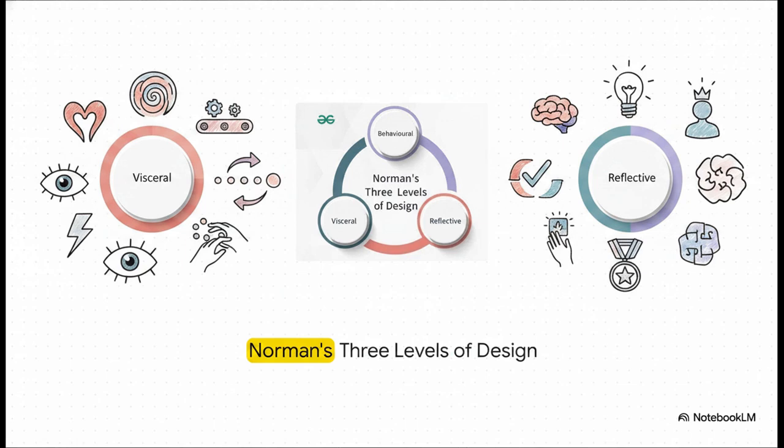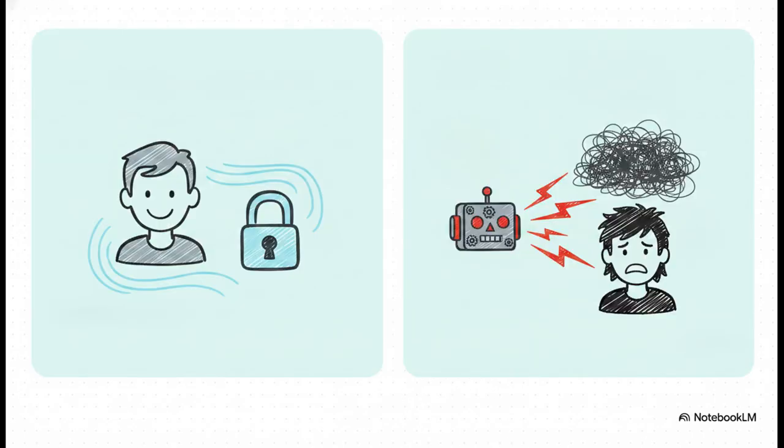First, you have the visceral level, which is that immediate subconscious gut reaction to aesthetics. Then the behavioral level, which is all about the smooth, effective feel of actually using the product. And finally, the reflective level, which is the conscious meaning or self-image associated with it, like feeling super smart and successful when you finally master a really complex piece of software.